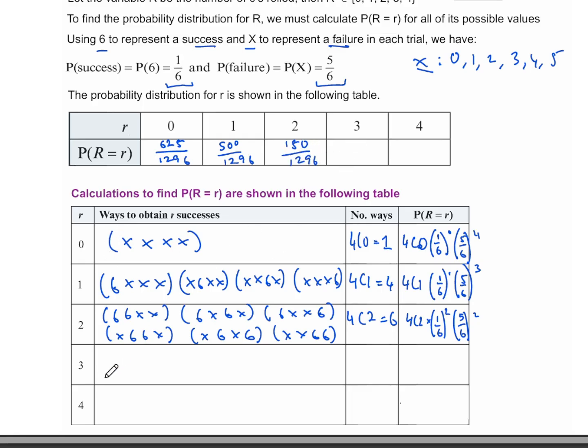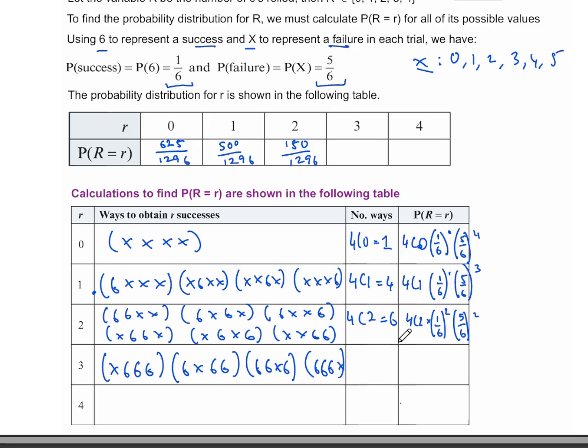Then we go on to getting 3 successes. Therefore, we want 1 failure. This will be similar to this one. Just that we have x, 6, 6, and 6. We have 6, x, 6, and 6. So the failure in the second one. We have the failure in the third one. And we have the failure in the fourth one.